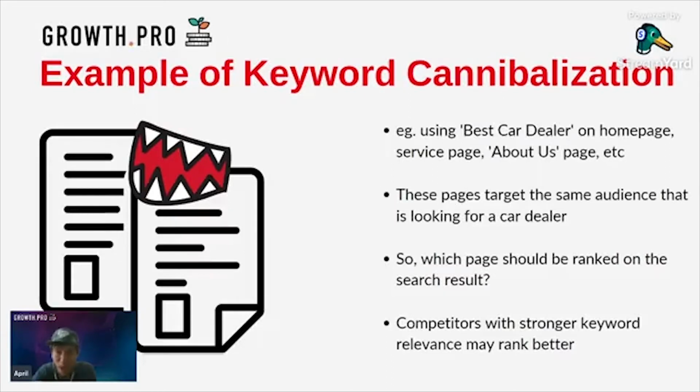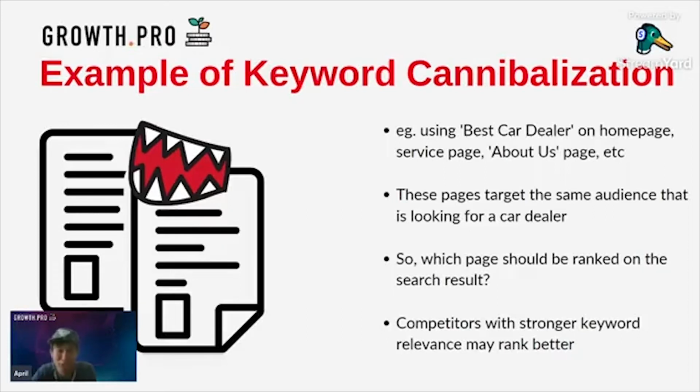So looking at this, you have potentially multiple pages trying to rank for the same keyword just because you are optimizing all these pages for the exact same keyword. And people that are searching for car dealer are the same audience. They are practically looking for a car dealer. So they may come to your homepage, your service page, or your About Us page, because these three pages may be targeting the same kind of keyword.